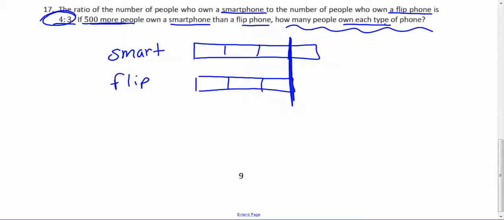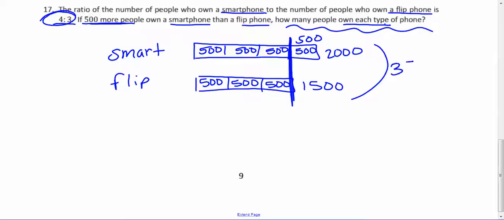But we know 500 more own the smartphone. So, you know, 500 divided by 1 unit, we know that each unit is worth 500. So you would fill in 500 in each box. And we can easily tell now that there are 1,500 people who owned a flip phone out of this group, and there were 2,000 people who owned a smartphone, and altogether there were 3,500 people.